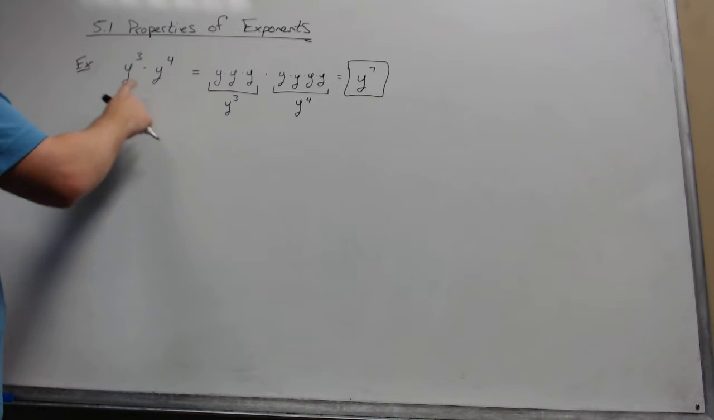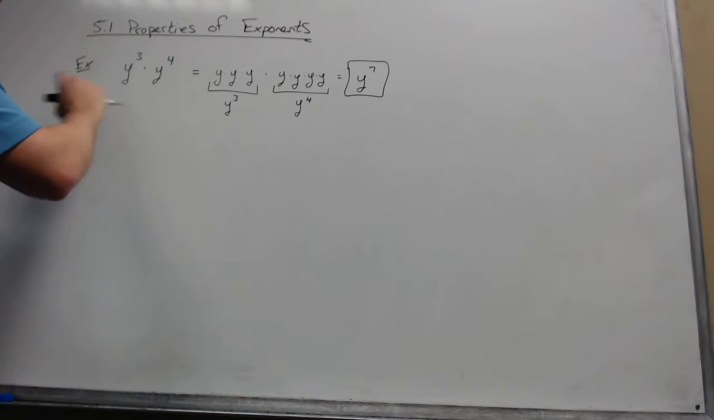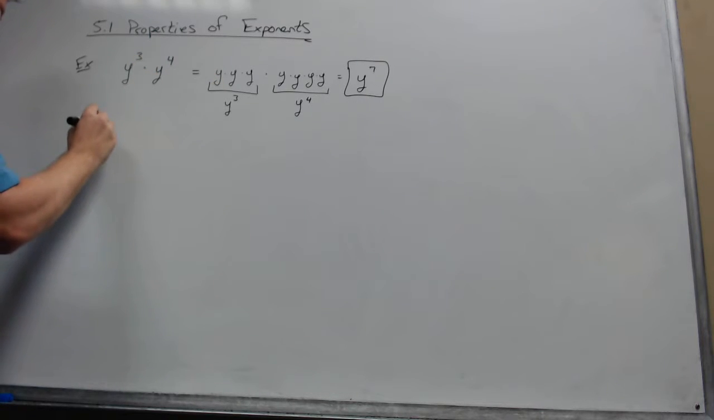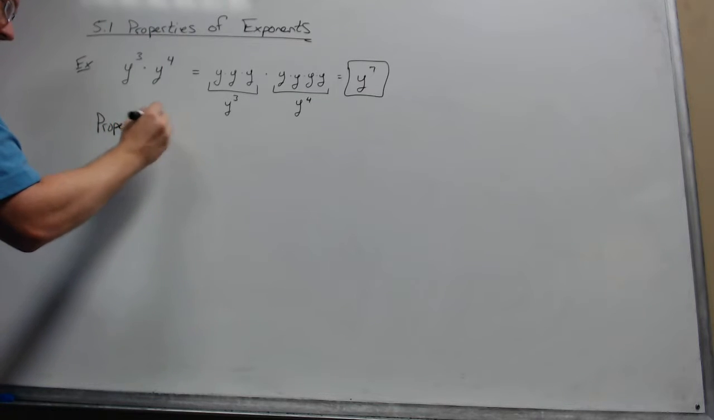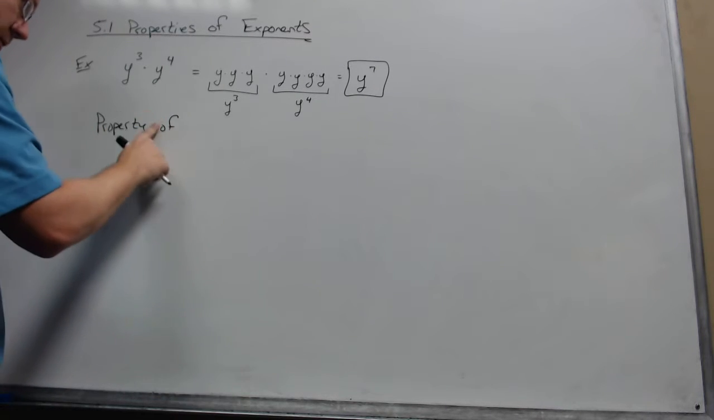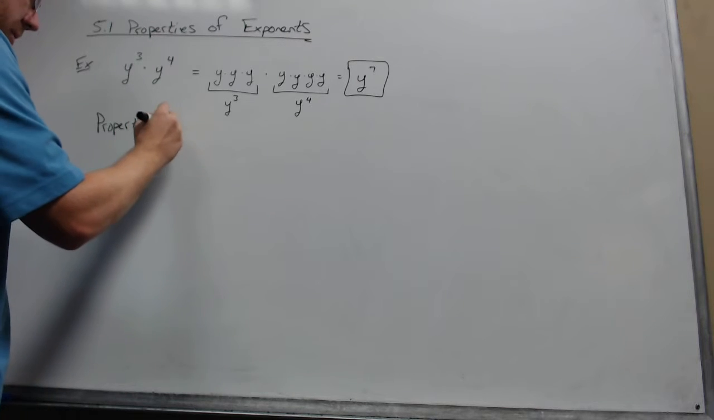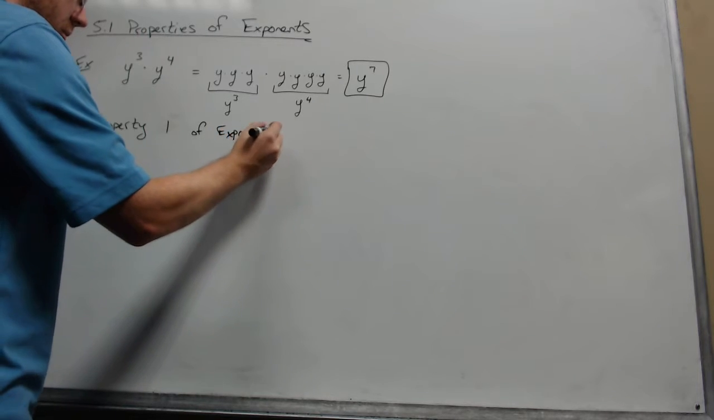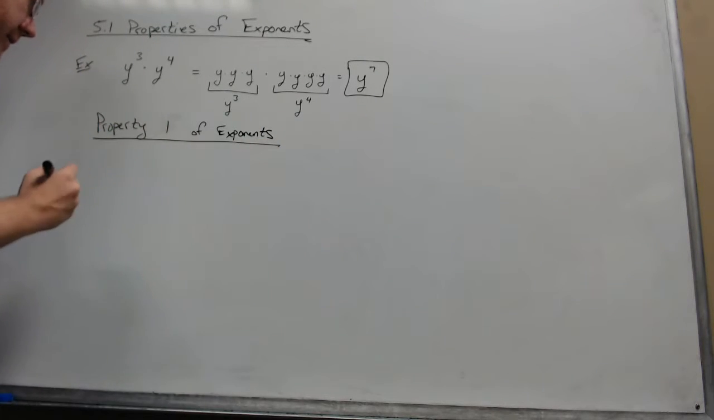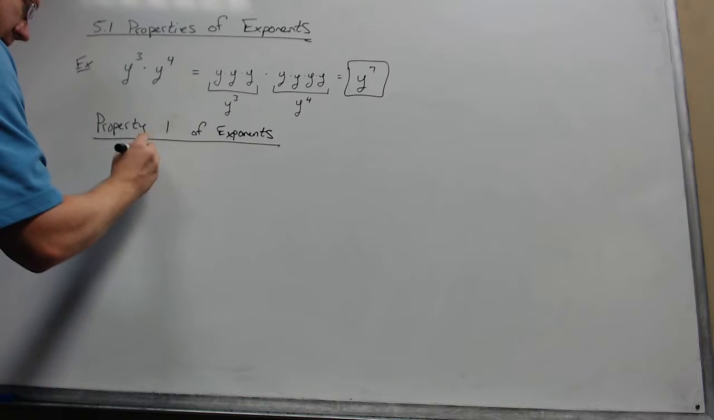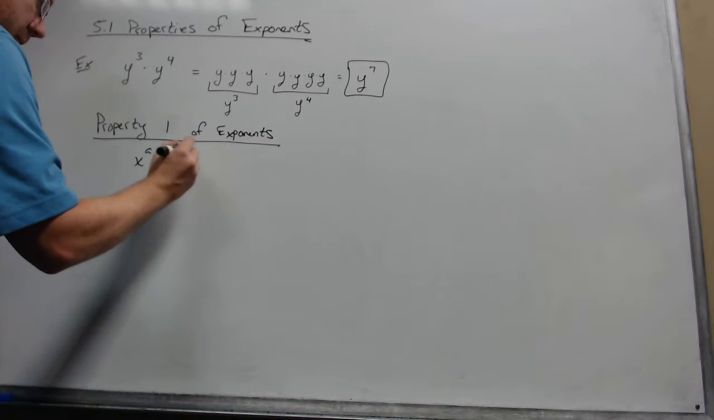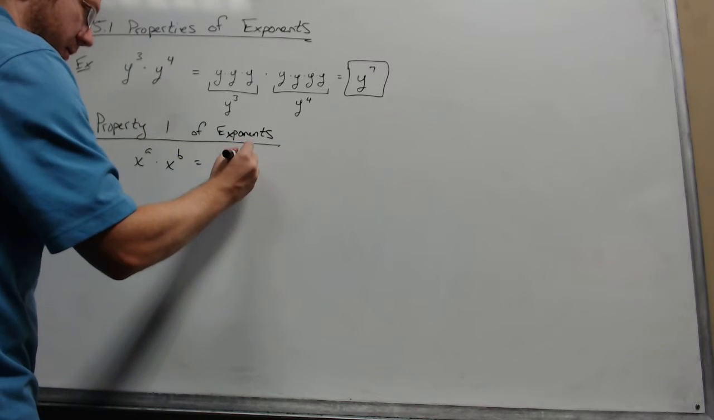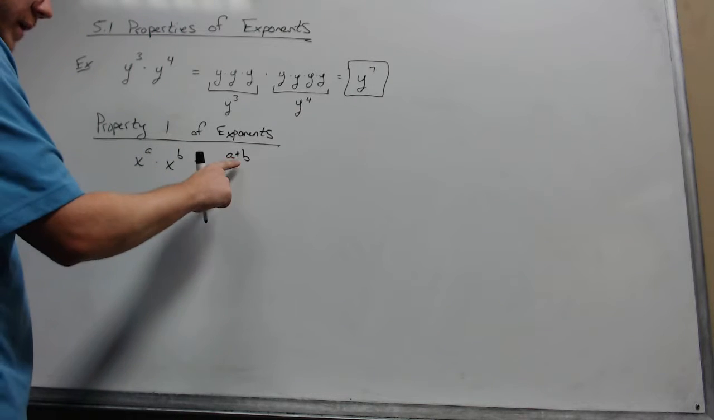So, in reality, when we're multiplying 2 terms together, we can add the exponents up. And that's going to be our first property. Call this property 1 of exponents. And I'll spell it out in a more generic sense. If I have x to the a power and I multiply that times x to the b power, we end up with x to the a plus b. So when we're multiplying terms together, we add the exponents.